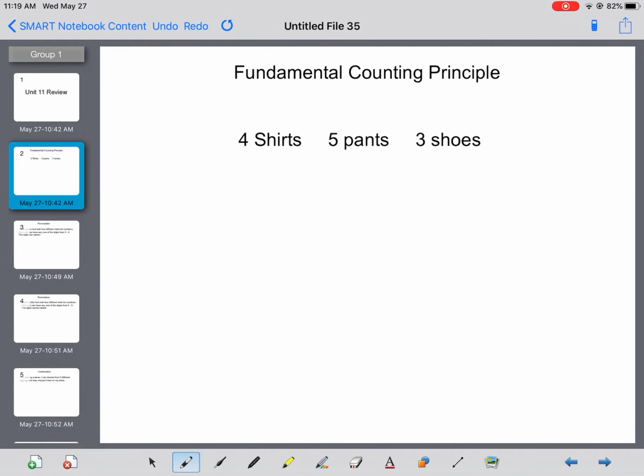Let's say you're getting dressed in the morning and you look in your closet and you have 4 shirts, 5 pants, and 3 shoes. How many different combinations could you make? Well, in theory, if I wanted to, I could line up my 4 shirts, 1, 2, 3, 4. And then I could think from those 4 shirts, I have 1, 2, 3, 4, 5 pant options, and then 1, 2, 3 shoe options. At the end of each tree diagram is a different arrangement or combination. That would work, but it would take a long time.